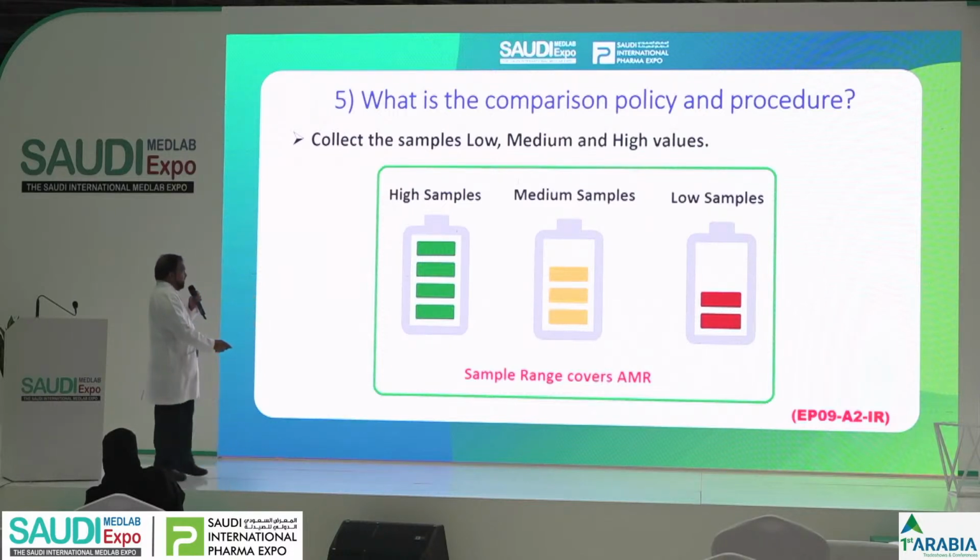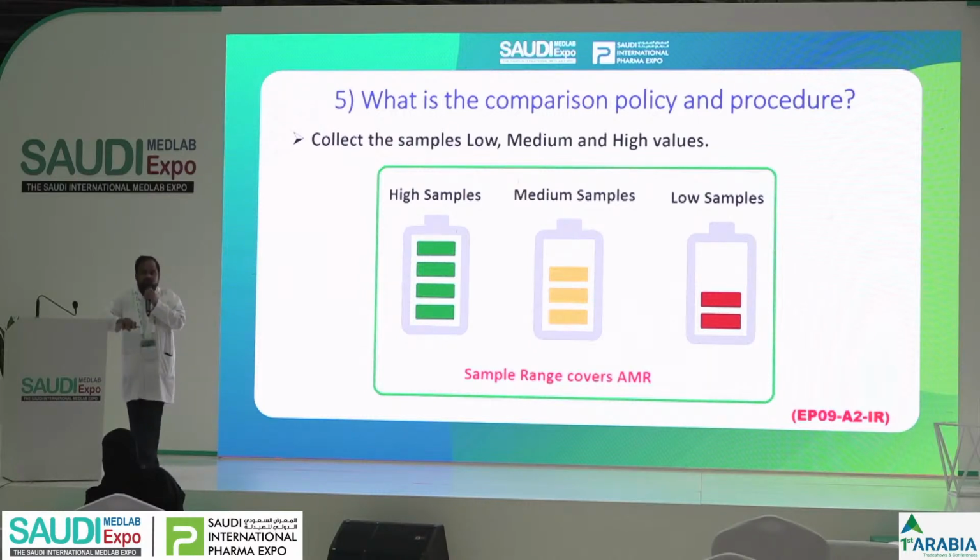So you have to have a low sample, a medium sample, and a high sample. These three ranges of sample must be included. If you have two, you may see a good correlation, but it's not going to work. If you have one, definitely it's not going to work. So the most common mistake in method comparison validation is this one, the sample.